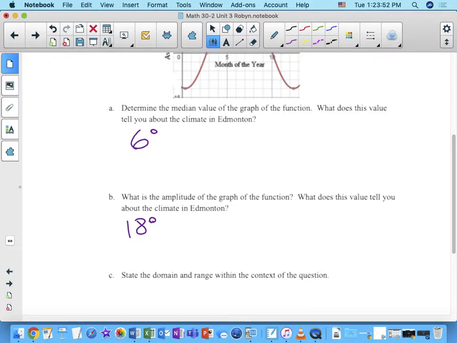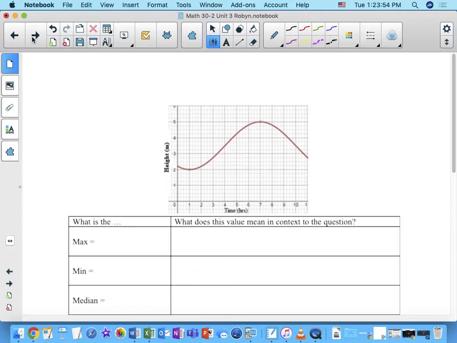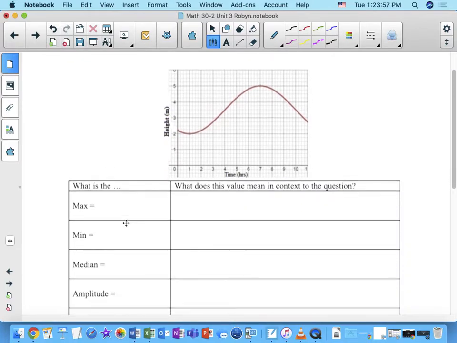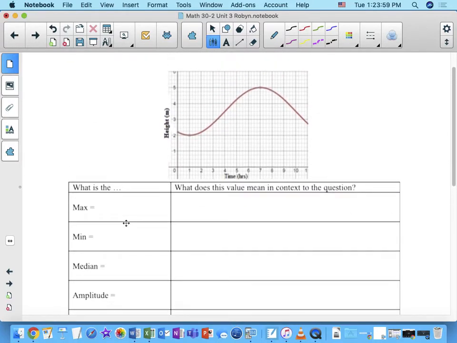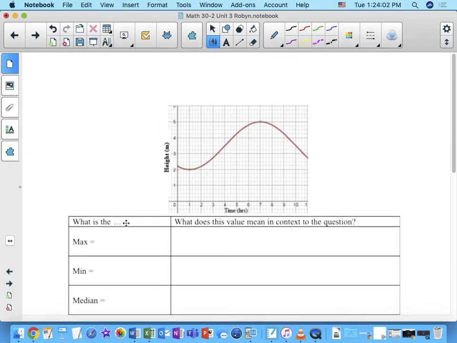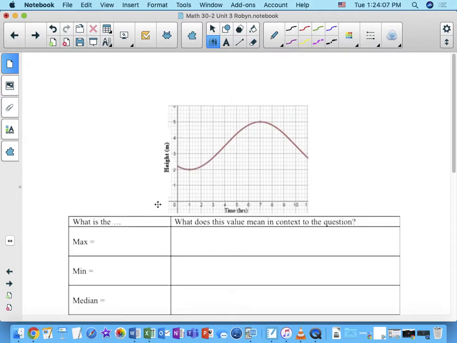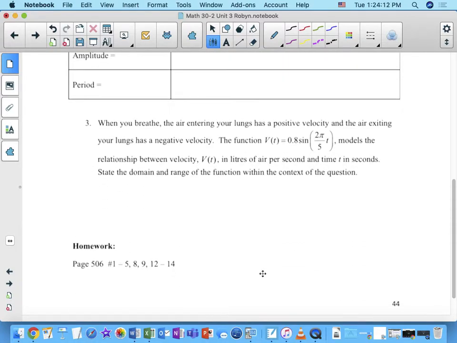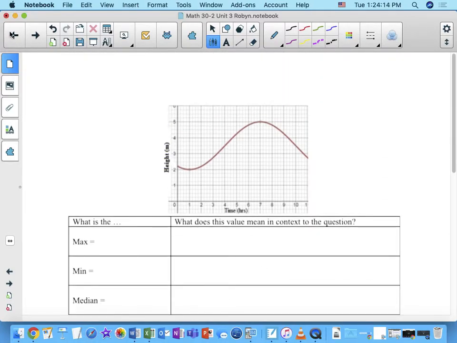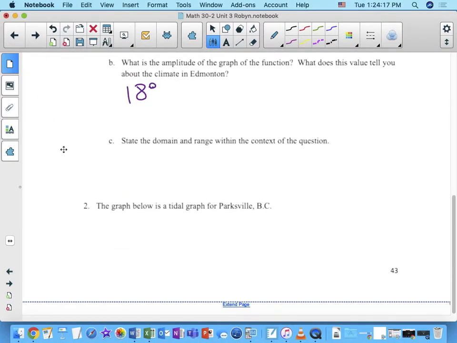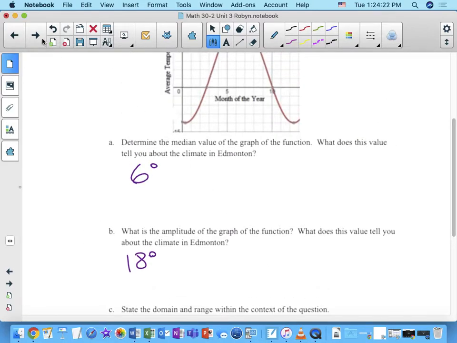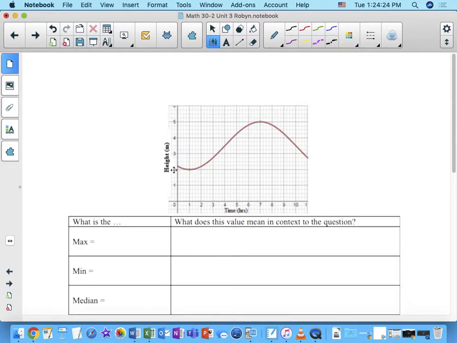Okay. And then the other thing that I just wanted to address is on this question here, some of you guys didn't get to it, but it was the period, okay? This one has to do with height and time. Did I even give you a question here? Yeah, it's on the last page. Okay, phew. The graph below is a tidal graph for Parksville, BC. Oh, Parksville, BC has really big tides. Okay, yeah, so we're looking at the height of the tide over time, okay?